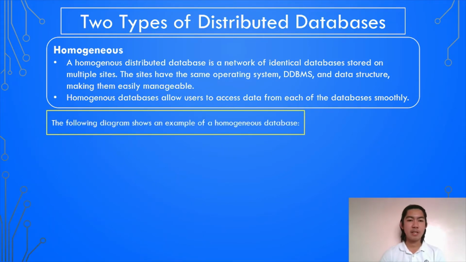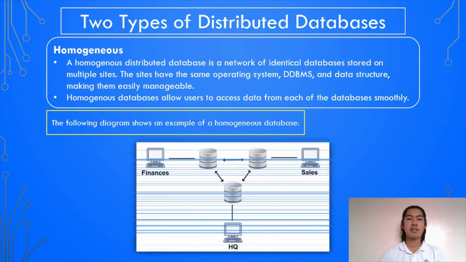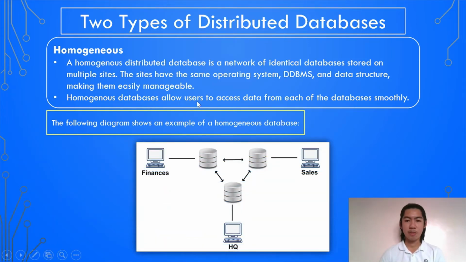The following diagram shows an example of a homogeneous database. So ganito, yung parang tatlo yung core server at yung operating system. Pare-pareho lang sila ng operating system, data structure, and ito yung mga nag-access nito. Same goes sa finances, sales, and HQ or tawag na headquarters.